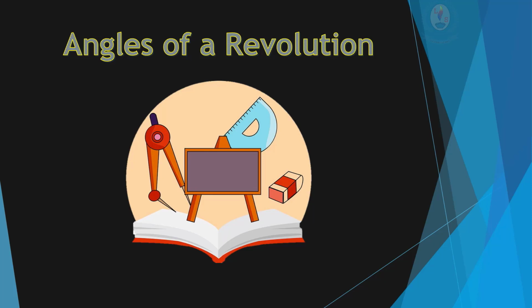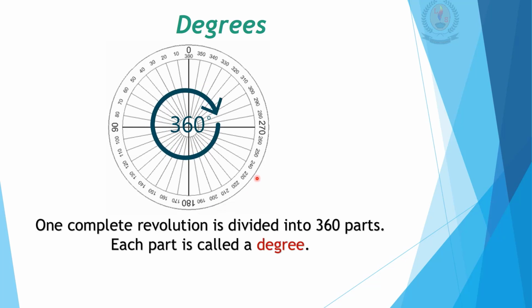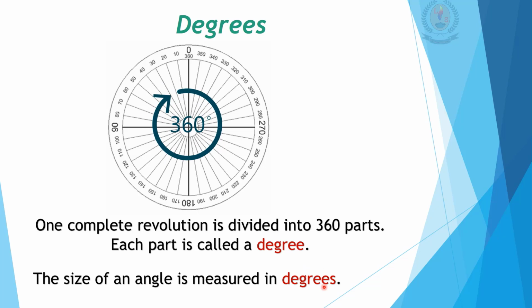Now we will discuss the angles of a revolution. So, what can be seen here? Yes, we can see a whole turn, a revolution here. And we can see how a complete revolution is divided into equal parts. One complete revolution is divided into 360 parts and each part is called a degree. Degree. It is the measurement which is used to measure the size of an angle. The size of an angle is measured in degrees.